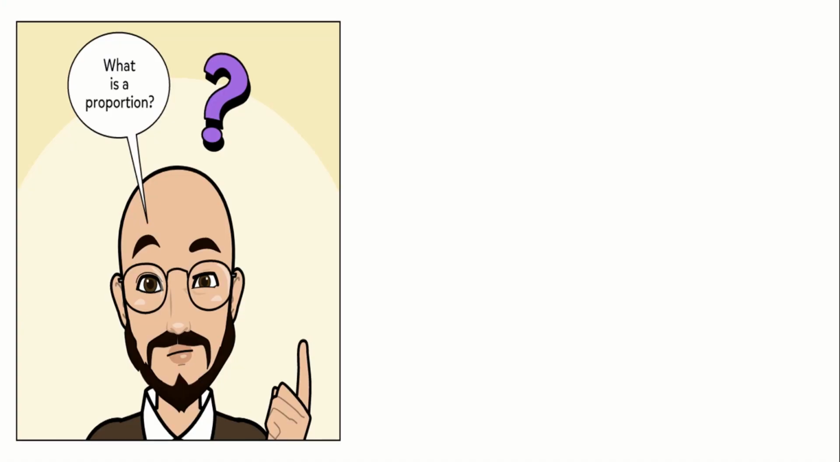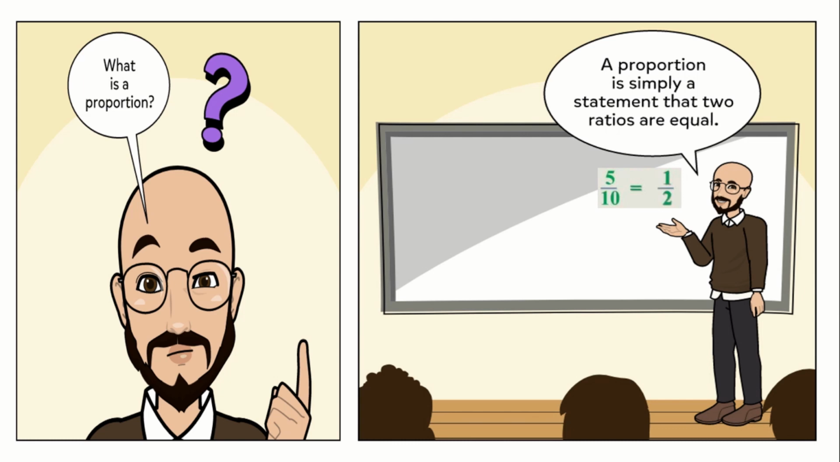What is a proportion? A proportion is simply a statement that two ratios are equal. So for example, 5:10 is also equivalent to 1:2, or 5 over 10 is equivalent to 1 half.